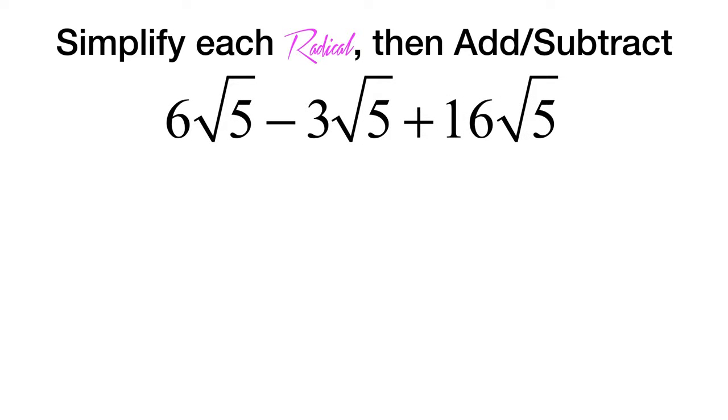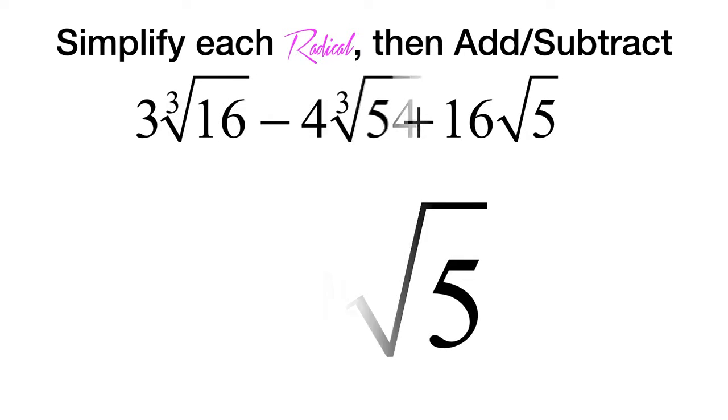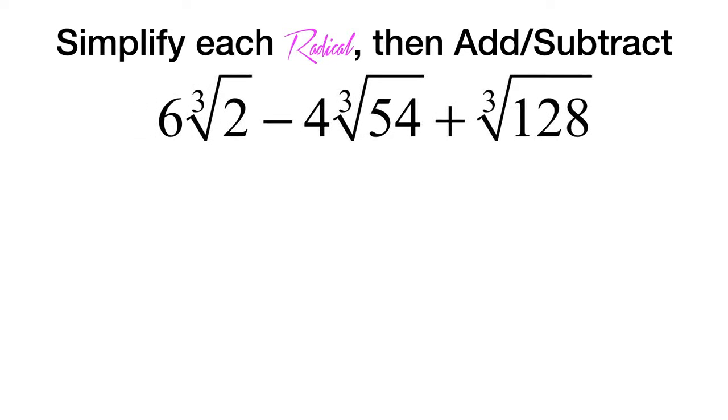So let's see, 6 square roots of 5 minus 3 square roots of 5 is 3 square roots of 5, plus 16. That's going to be 19 square roots of 5. Hooray! All right, let's try another one. Cube root of 16. Well, 16 is 2 times 8. And I actually know the cube root of 8. The cube root of 8 is, in fact, 2. 3 times 2 is 6.